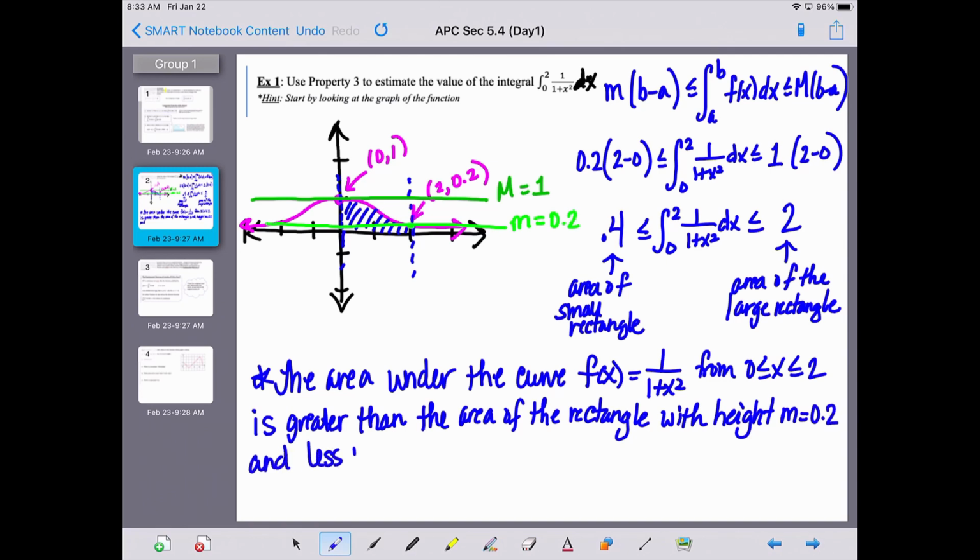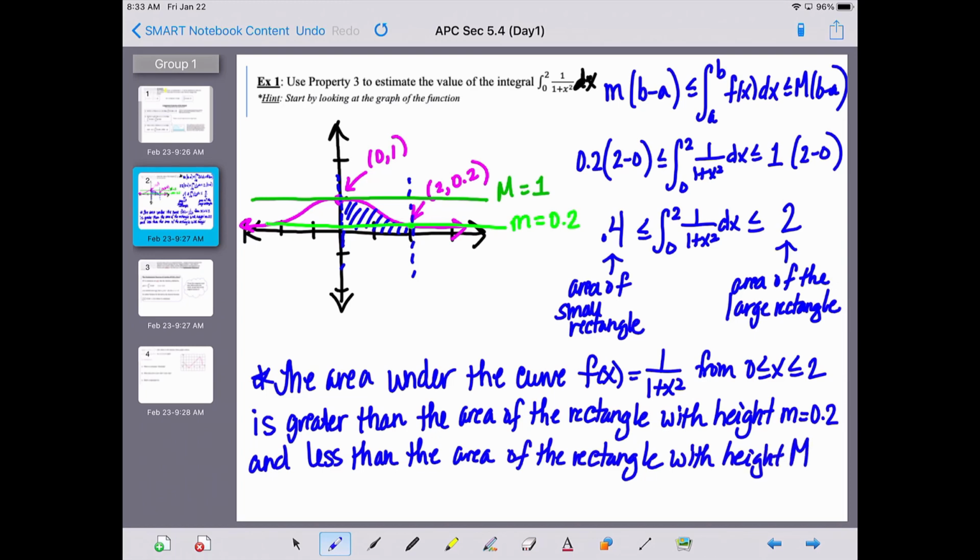and less than the area of the rectangle with height big M equals 1. So we know, without even calculating the actual integral, that our answer should lie somewhere between 0.4 and 2.